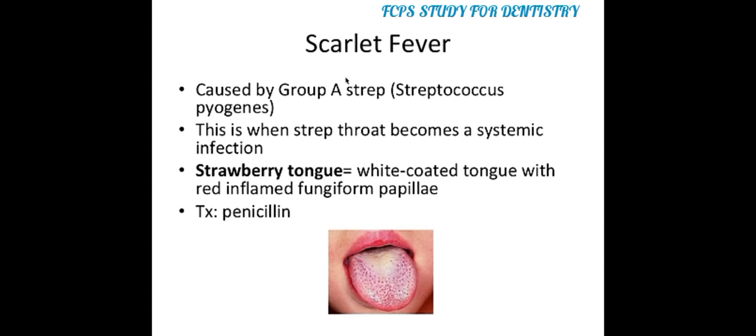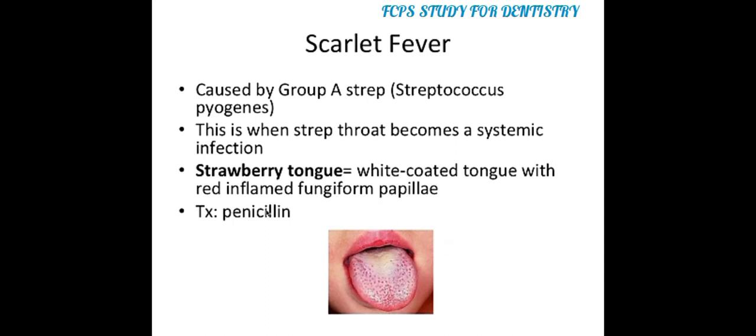Next we have scarlet fever caused by group A strep, which I like to think of as Streptococcus pyogenes being the classical group A strep. This is when strep throat basically becomes a systemic infection, and the classic oral mucosal lesion is strawberry tongue, which is this white coated tongue with red inflamed fungiform papillae.